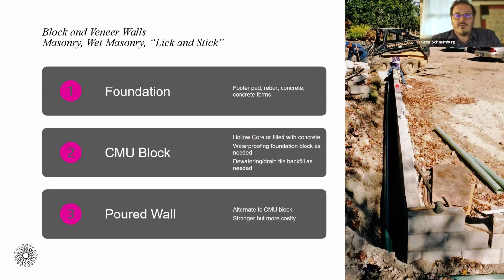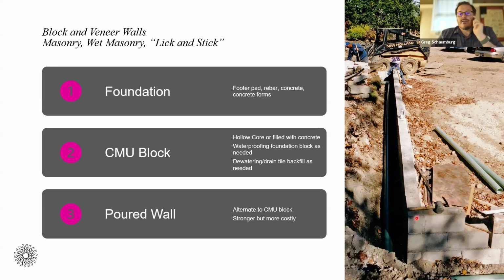And then you'll have an option for this vertical piece. The footer or foundation will be on the bottom. Above that, you'll have a CMU block or a poured wall. And the CMU, essentially concrete masonry unit, it's either hollow core or it's filled concrete block that's filled up. And that's either going to be the vertical piece that's your base, or it's going to be a poured wall that's formed and poured in place.